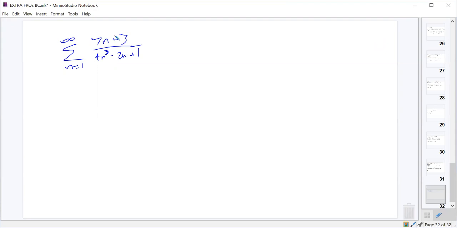Just take a look at the base power up here. The base power up here is n, and the base power down here is n cubed, right? I'm going to fix that so it looks like an n cubed. There we go. So n over n cubed is 1 over n squared. So we're going to want to compare it to 1 over n squared.